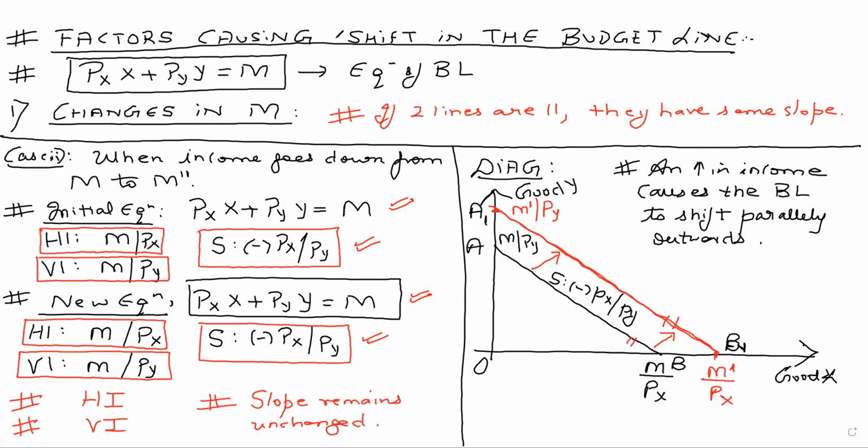In the new equation, Px into x plus Py into y is equal to M double dash. Horizontal intercept M double dash by Px, vertical intercept M double dash by Py. If you calculate the slope, it still remains minus Px by Py. If you now do a comparison, you can see that horizontal intercept has now gone down because numerator has gone down with the same denominator. Vertical intercept has also gone down, but your slope has remained unchanged.